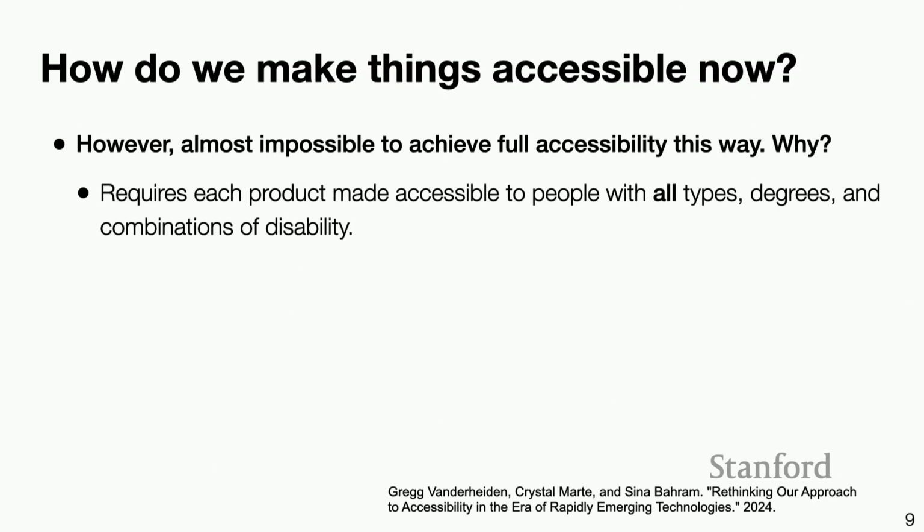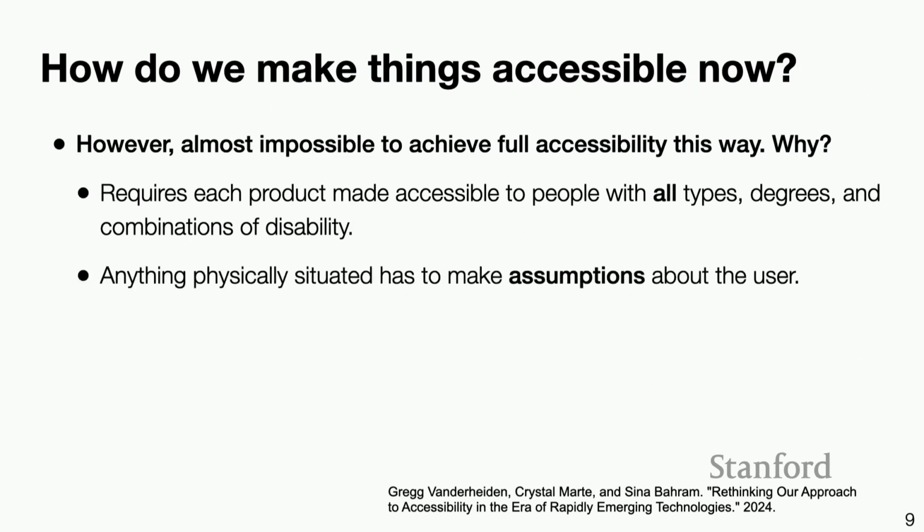Yet these guidelines still do not cover all the people with all kinds of types, degrees, and combinations of disabilities. And so essentially requiring each product team and company to make their own product accessible for all people is not going to work. And I will add that anything, especially the devices that I showed you, anything physically situated in the real world, like the kiosk that's already there, like the microwave that's already put into a kitchen, they have to make assumptions about the user, and it's fixed, right?